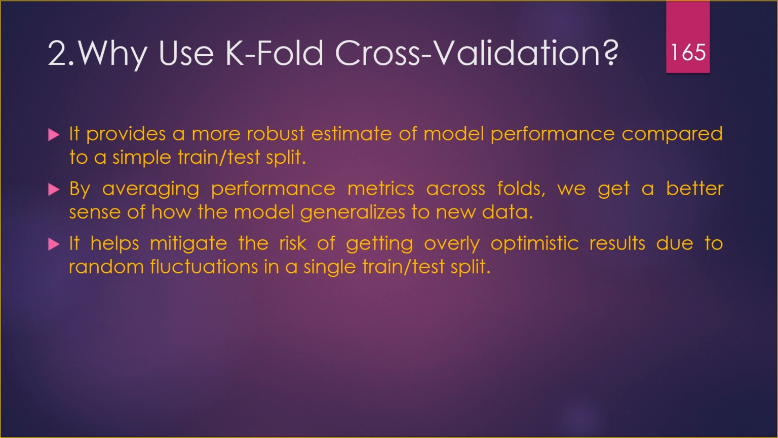Second is that by averaging the performance metric, we can obviously get some generalized idea, and it helps us get out from the risk of getting, as I told you, an overly optimistic result due to random fluctuation in a single train test split. So all these things are actually the reason for the difference in the distribution of train and test data, which is not expected. So we are trying to avoid this using this technique.